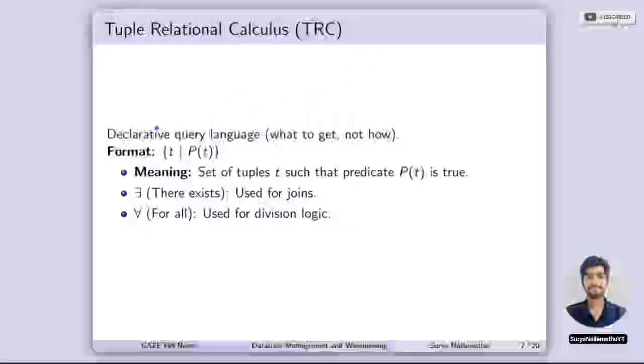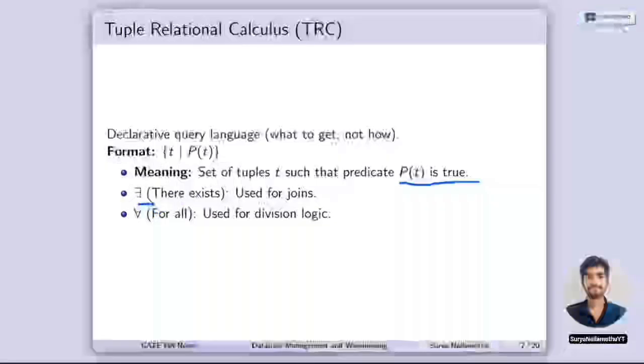Tuple relational calculus is a query language, like finite automata, that we use to find out queries. The format is {T | P(T)}. This means the set of tuples T such that the predicate P(T) must be true. This is the meaning of {T | P(T)}.